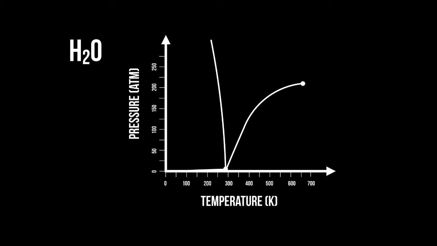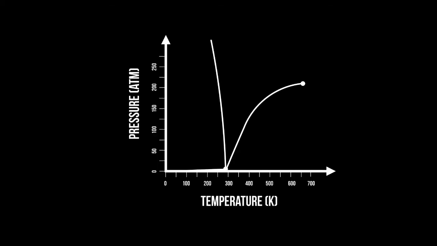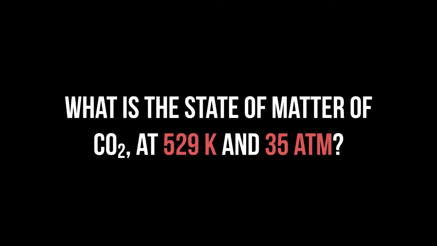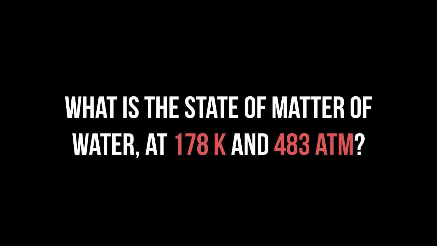So let's get into some real problems about phases of matter. First question, what is the state of matter of water at 589 Kelvin and 220 atmospheres? So to solve the problem, all you have to do is pull up the phase diagram for water, right? Find the point on the graph, and you have a liquid in this case. Next question, what is the state of matter of CO2 at 529 Kelvin and 35 atmospheres? Once again, we take a look at the graph. Notice that the temperature is higher than the critical point, but the pressure is lower. Therefore, it's a gas.